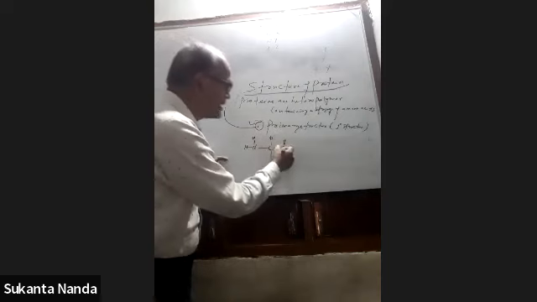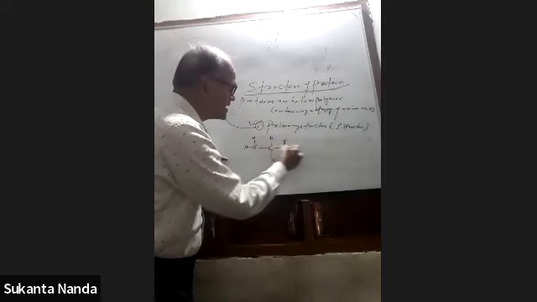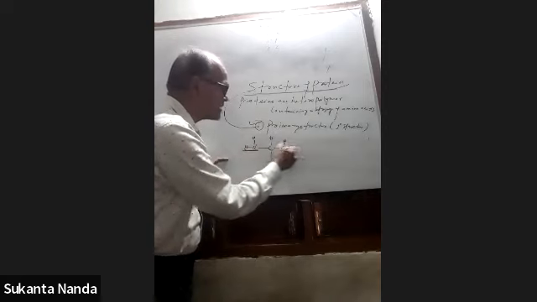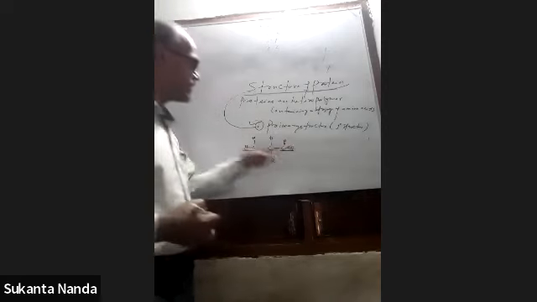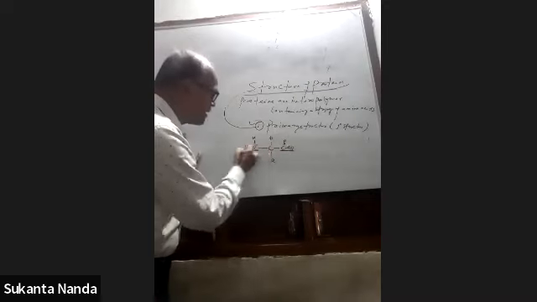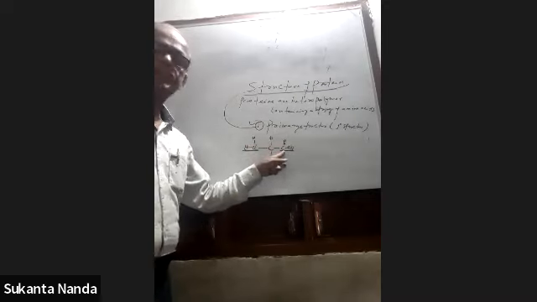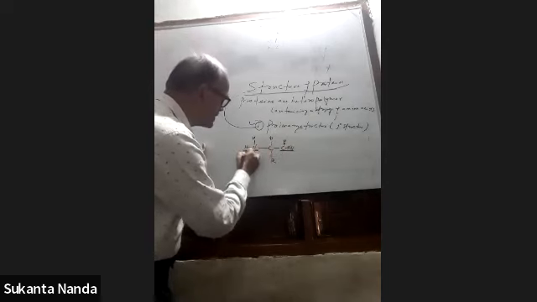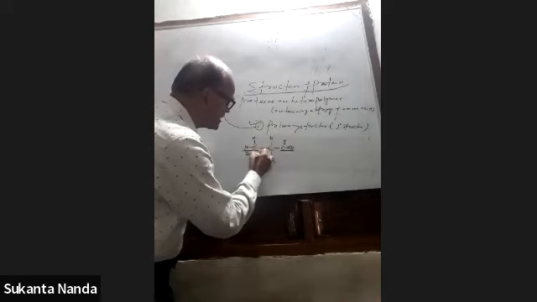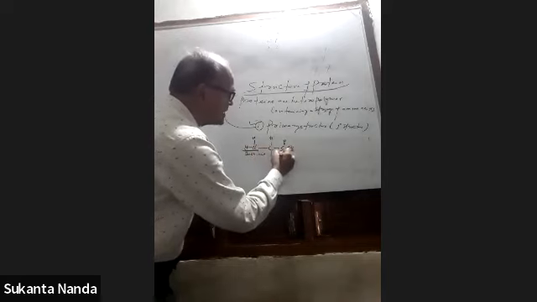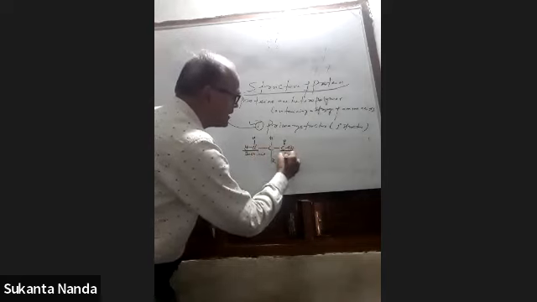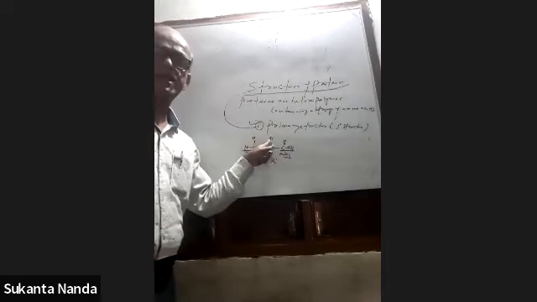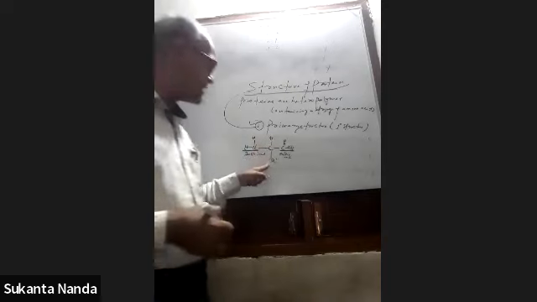This one is the acidic part, the carboxyl group, and this is the amino group. The carboxyl group is acidic in nature, and the amino group is basic in nature. And this R is variable, but hydrogen is constant.